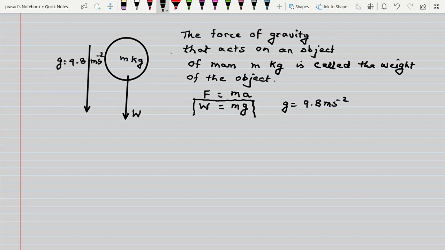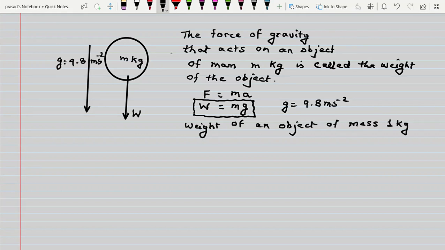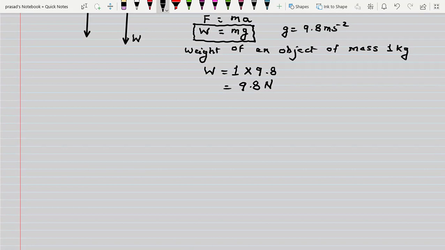Now take for example an object of mass 1 kg. What will be its weight? The weight of an object of mass 1 kg will be W is equal to 1 into g, which is 9.8. That means its weight will be 9.8 Newton. 1 kg is the mass and the weight is 9.8 Newton. So, let us see some of the problems on this concept.